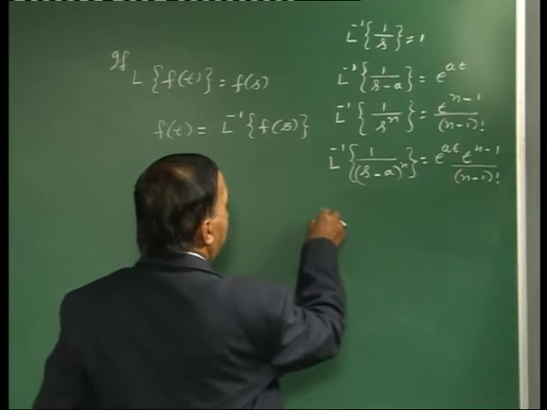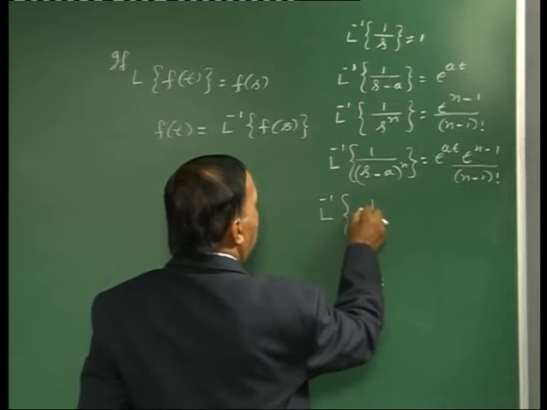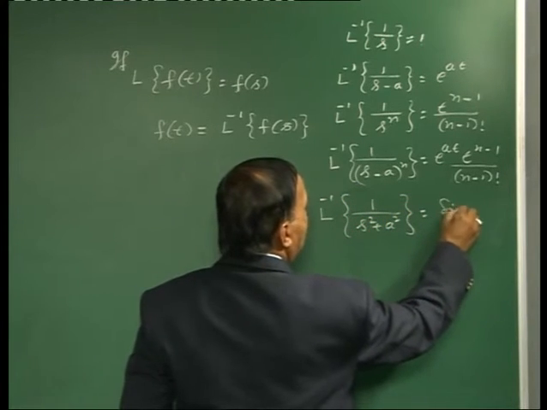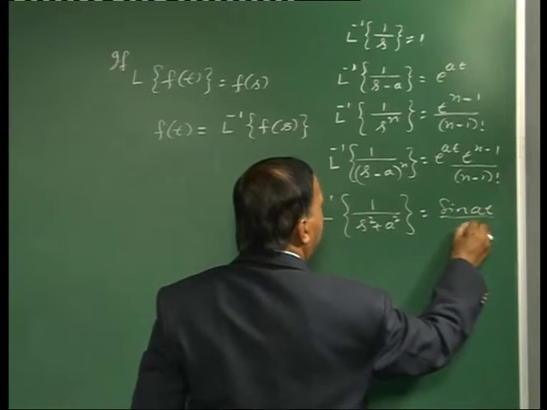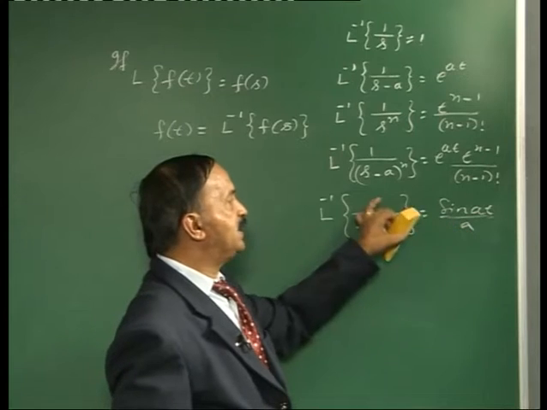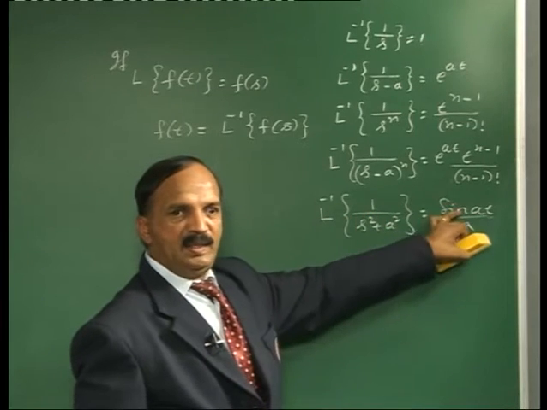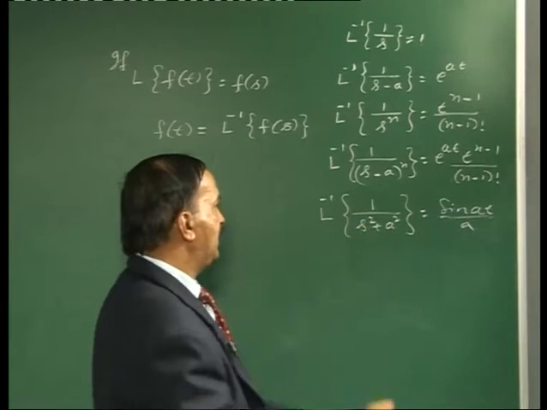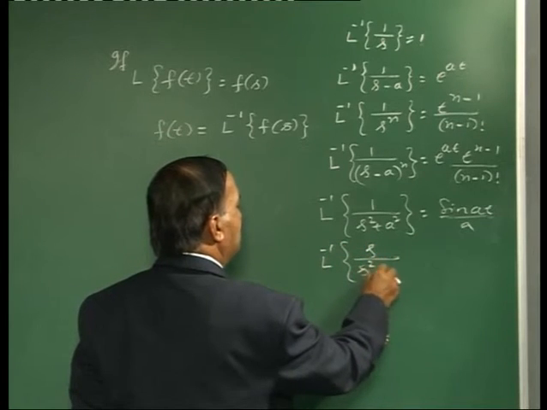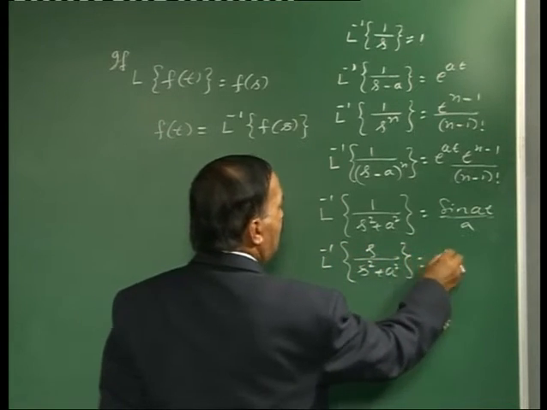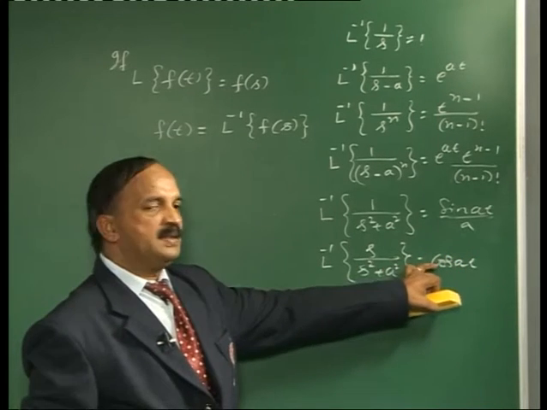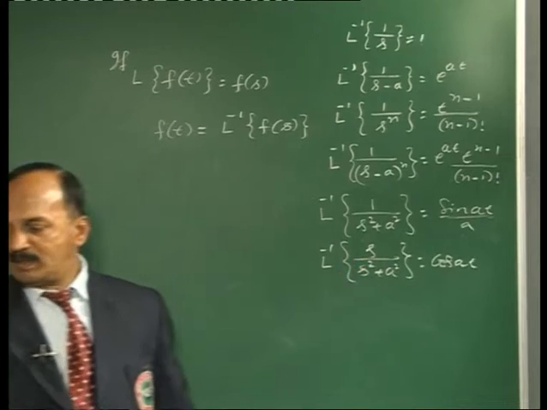L inverse of 1 by s square plus a square is equal to sin a t divided by a, because we know L of sin a t is equal to a by s square plus a square. L inverse of s by s square plus a square is equal to cos a t, because L of cos a t is equal to s by s square plus a square.